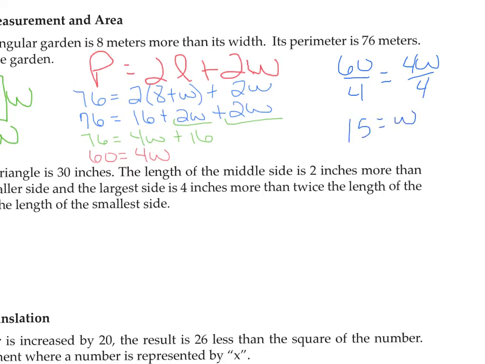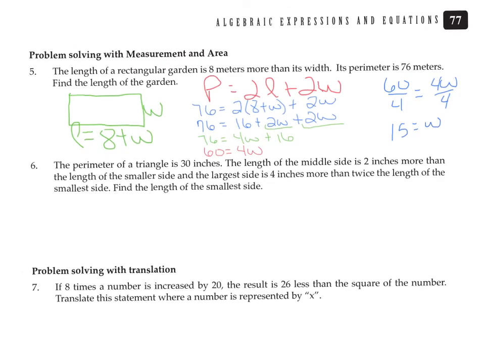However, when you look at the question, it says, find the length of the garden. We just solved for width. That doesn't mean you made a mistake. That means that's how the question all lined up to solve for width. That's not the answer to the question, though. The question says find the length. So how do we take what we know now? We put it back in here. The length is 8 plus the width. If the width is 15, the length will be 8 plus 15, or 23. So the length of the garden is 23 meters.